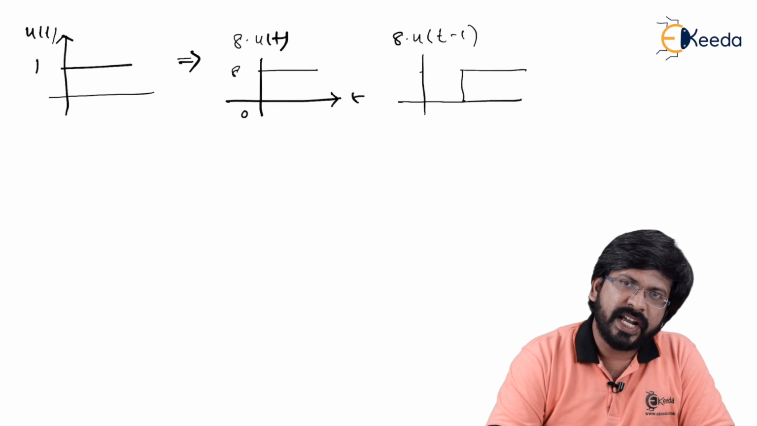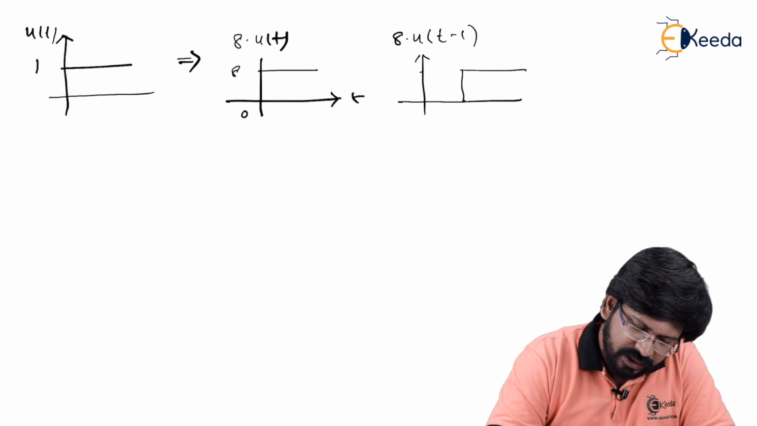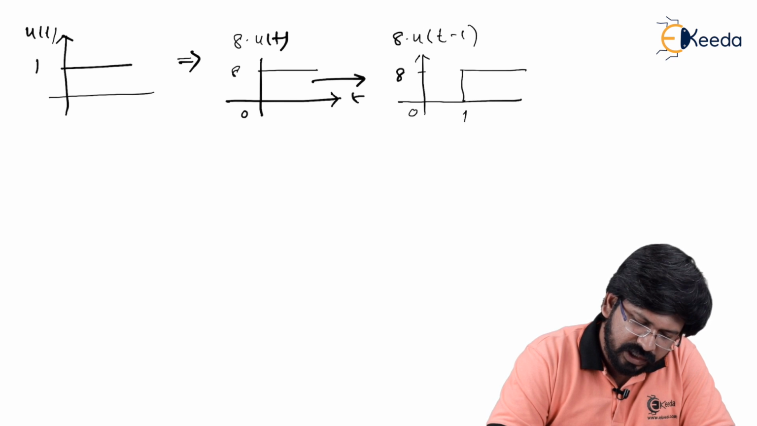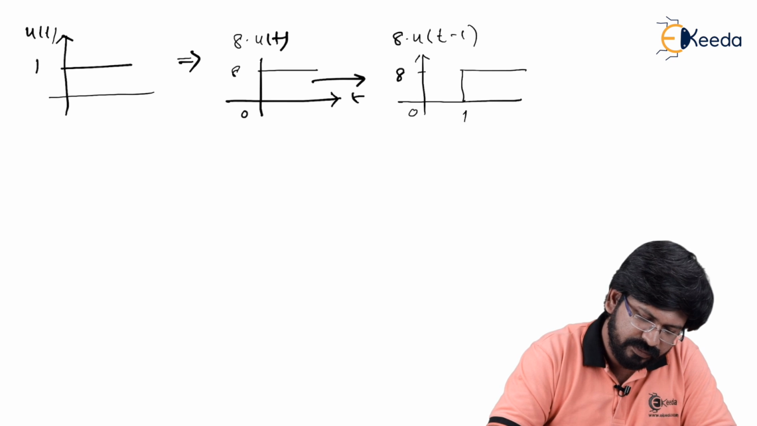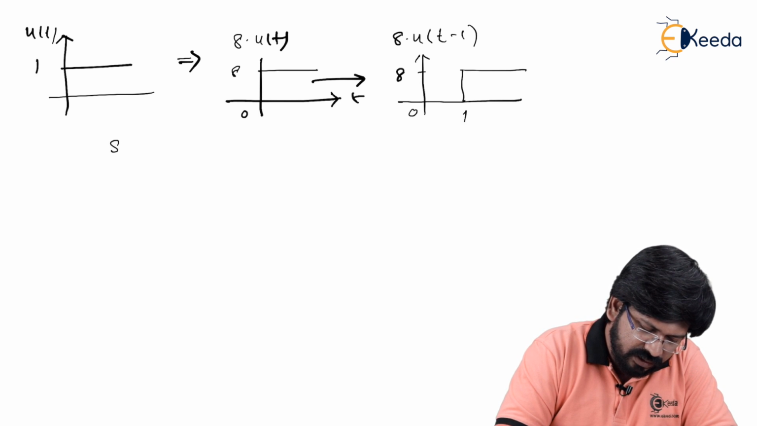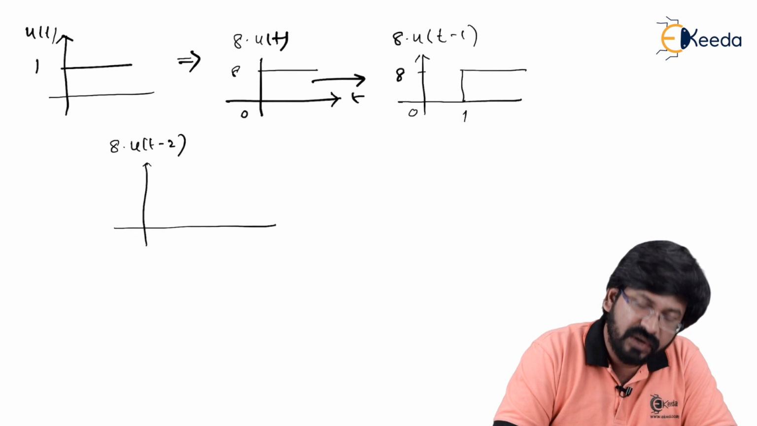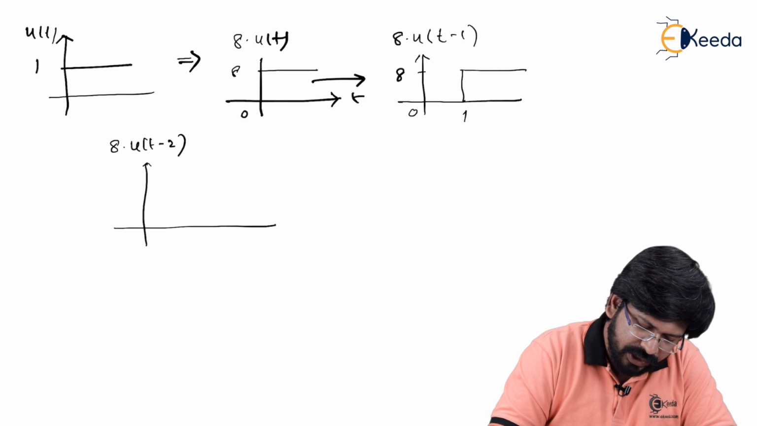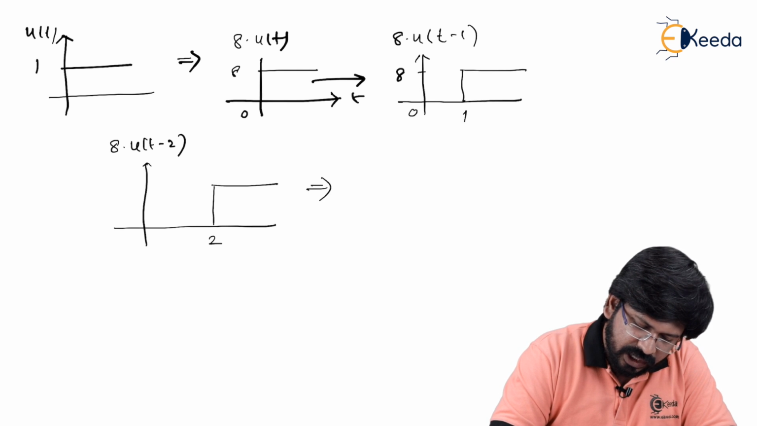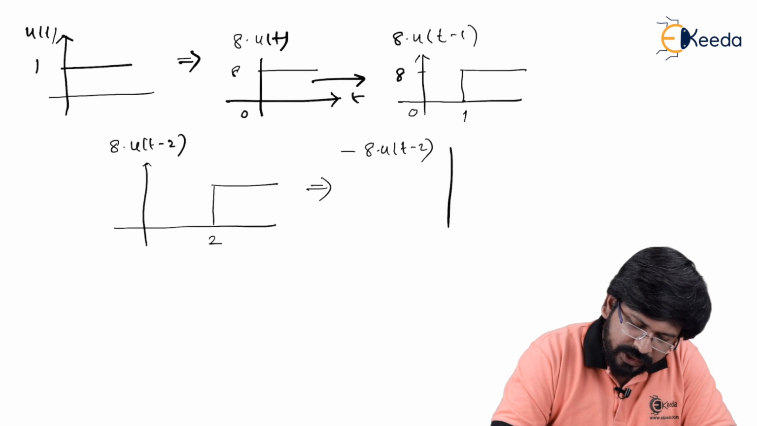So 8 times u of t minus 1 looks like this. As you can see, the same signal is shifted to the right by 1 unit. Now suppose I have the signal 8 times u of t minus 2. Referring to the original signal, which started at 0, if I delay it by 2 intervals, the amplitude will remain the same. Only thing is it will start at 2. Now suppose I get the signal minus 8 times u of t minus 2. Now what is going to happen?